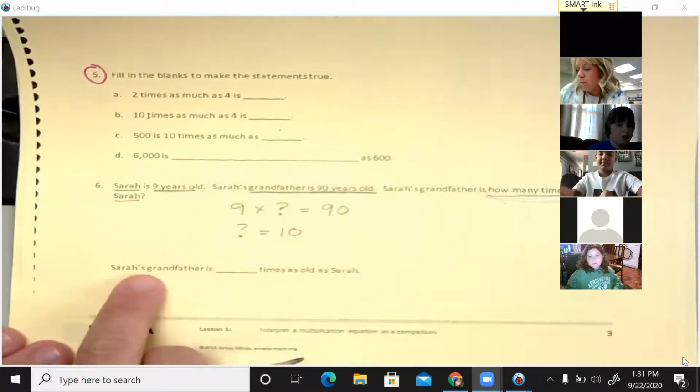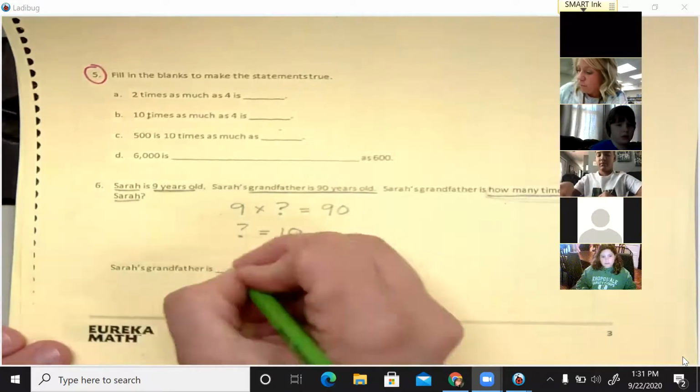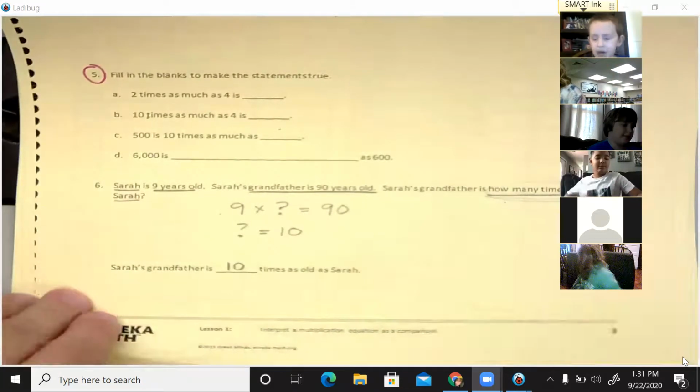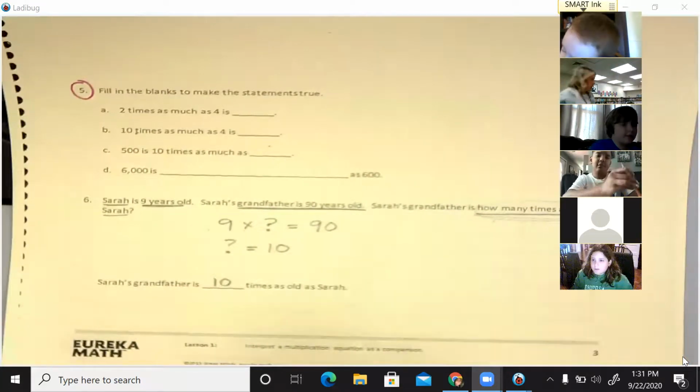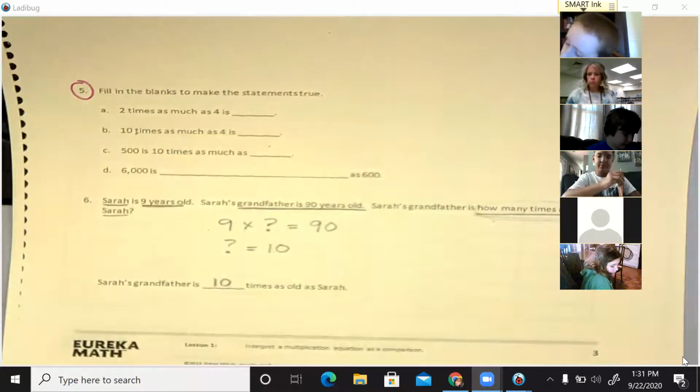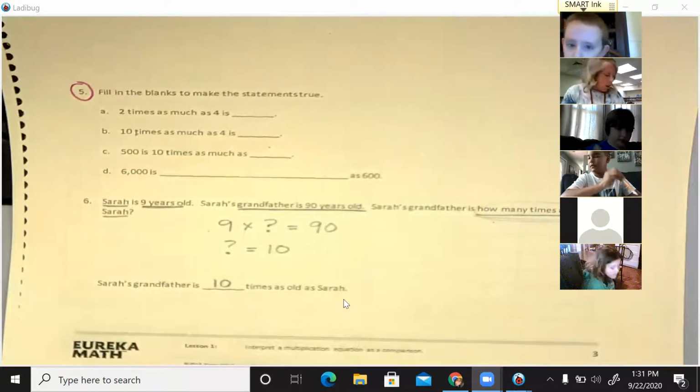So down here you can fill out: Sarah's grandfather is 10 times as old as Sarah. I'm going to leave that up there in case anyone needs to copy that down. That's good. Okay, you can write it like she did, 9 times.